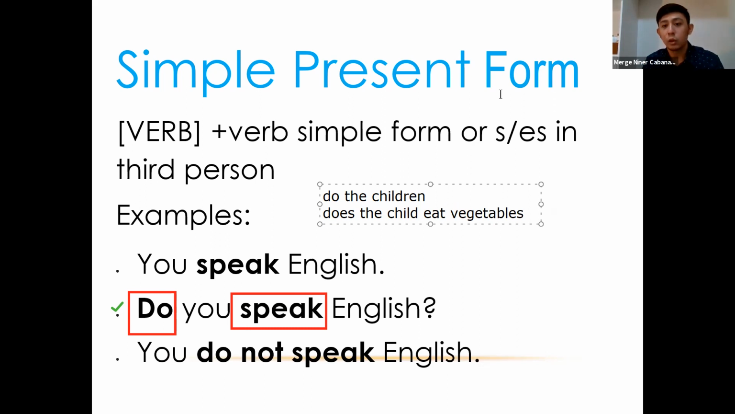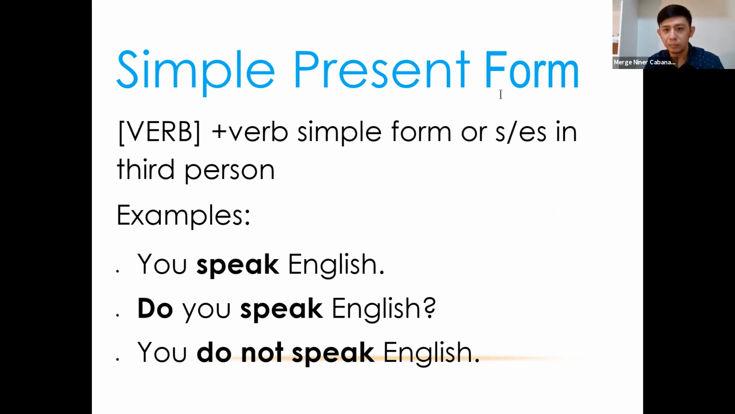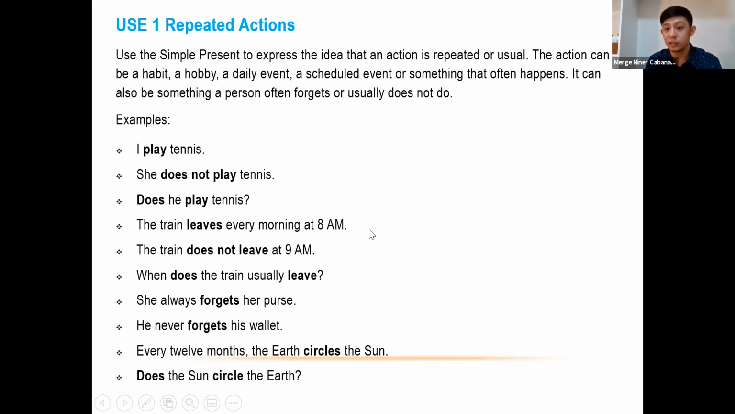Now, the main question many people have is, when do we use the simple present form? What are the occasions that will prompt us, candidates, writers, and speakers, to use the simple present form of the verb? We have a variety of uses. Number one is for repeated actions. We use the simple present to express that there's an action which the speaker or the subject is bound to repeat.